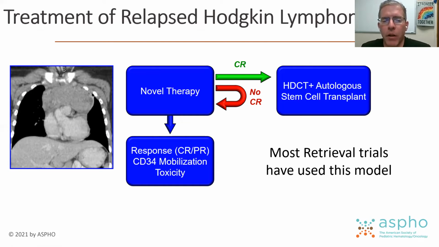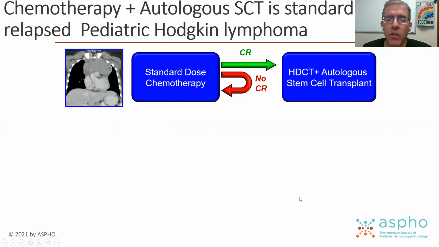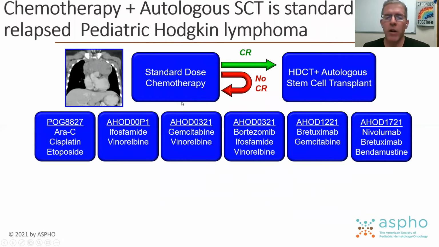In general, the therapeutic design has been to pick a novel therapy and give it for a certain number of cycles. And then if they go into a complete response, they go to a high-dose chemotherapy and autologous transplant. If they don't respond, then you do something different. And then secondary goals have looked at complete response, partial response, and the ability to mobilize stem cells. Most retrieval trials in adults have used this model, and the last 6 trials from North American cooperative groups have also used exactly that model.